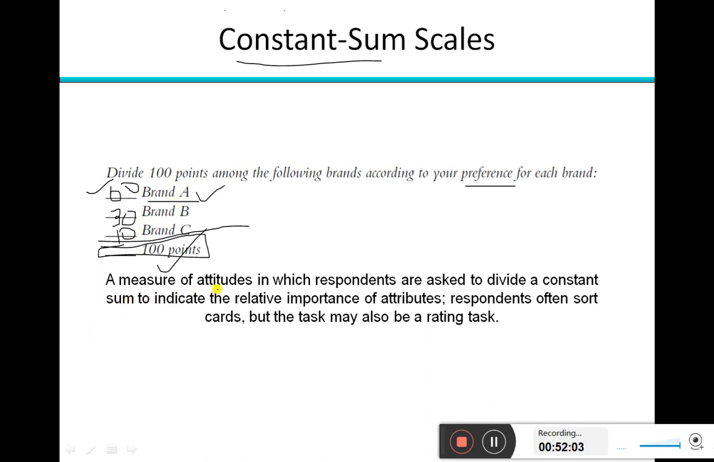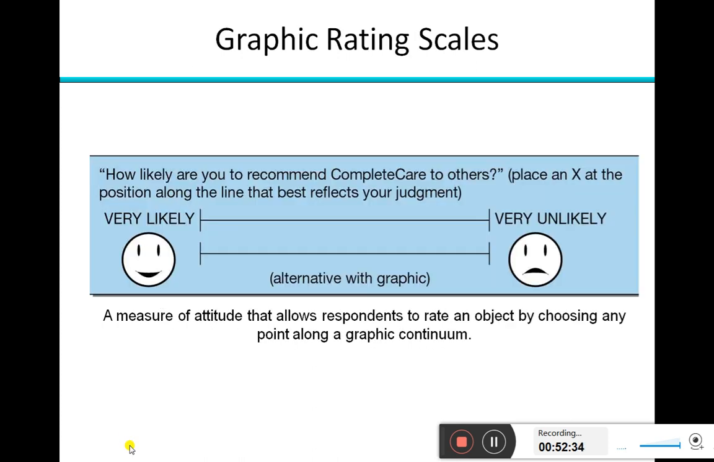So the definition says: a measure of attitudes in which respondents, meaning individuals, are asked to divide a constant sum to indicate the relative importance of attributes. Respondents often sort cards, but the task may also be a rating task. Basically it is a rating scale, meaning that's also your ordinal scale. Hope inshallah a bit of the idea will be clear to you.